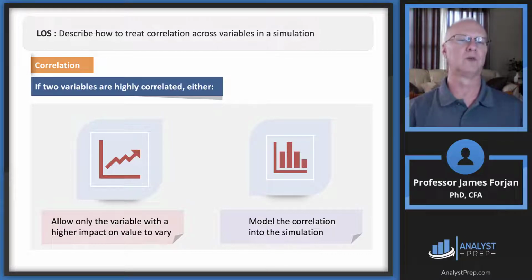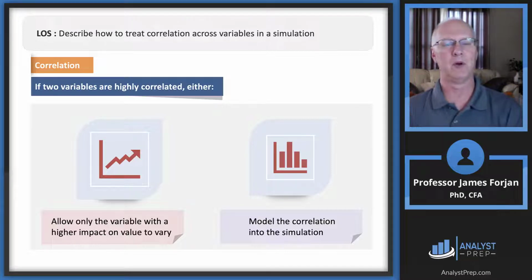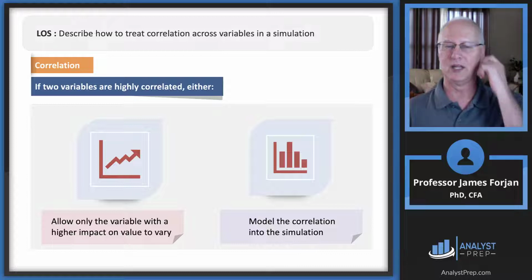All right, so once we establish that we have high correlation, then we need to pick one of the variables, right? So that's what that earlier slide said, the one that had the most substantial impact. Or we could model the correlation into the simulation.